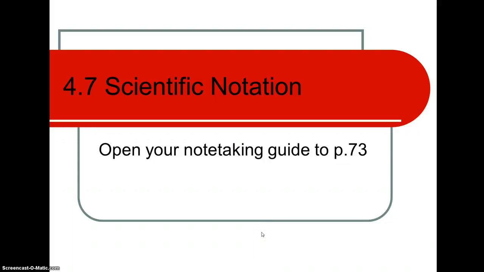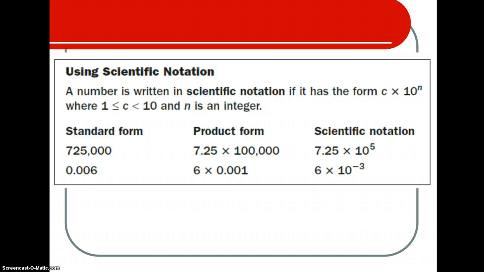Lesson 4.7, Scientific Notation. A number is written in scientific notation if it has the form c times 10 to the nth power, where c is between 1 and less than 10. So it can be like 9.999, but it cannot be 10. So it's 1 through less than 10. And n is an integer.